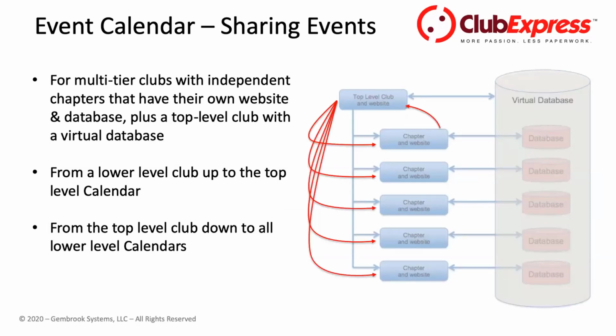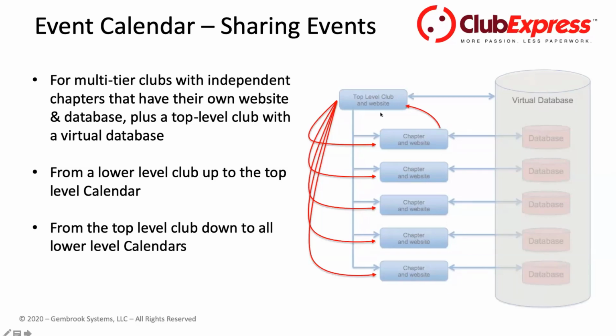Okay, so the second option, this one only applies to a fairly small number of organizations. It's sharing events between multi-tier clubs. We have a number of people using ClubExpress where they run in a multi-tier hierarchy. So this is not the model where you just have one website and you have regions, districts, and chapters under that website, because there's only one calendar. Here, we're talking about the model where you have independent chapters that have their own member types, their own website. People join at the lower level, so you can see that over here.